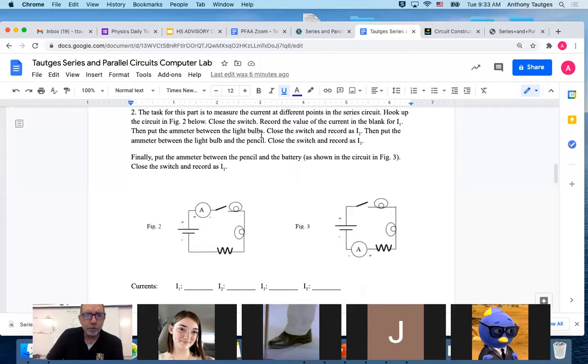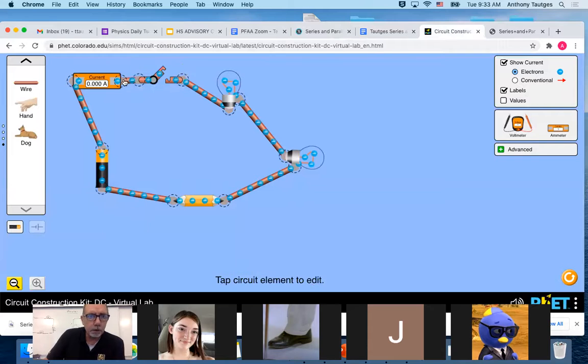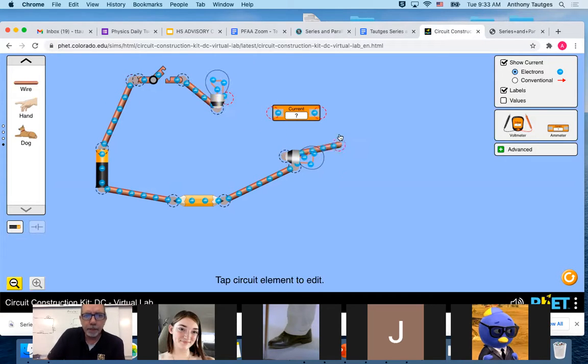Then put the ammeter between the light bulbs. So we're going to cut that connection, and reestablish it, and then we're going to put the ammeter between the 2 light bulbs. I guess I need another wire. Then you're going to close the switch. I'm not going to do it because I'm going to let you see what happens. Then put the ammeter here, and then put the ammeter here. Move the ammeter around the circuit and see what happens to the current.